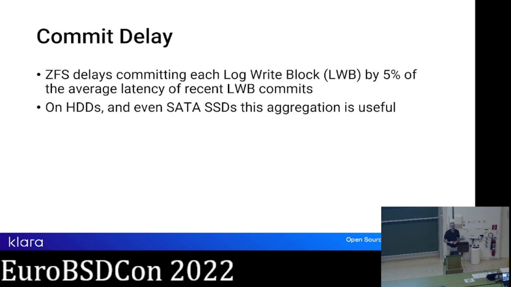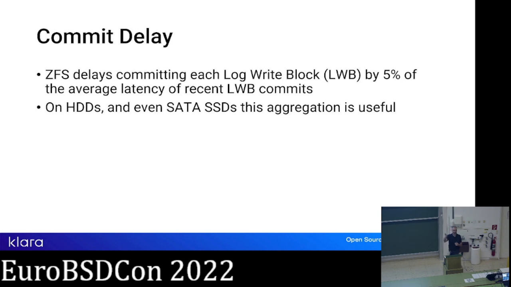It turns out in ZFS, when you ask for some stuff to be written to the slog, it will say, all right, but I assume there's going to be some latency there. So it waits 5% of the average latency of the previous commits, hoping that any other things can come in and it can aggregate those into one flush. And on hard drives or probably even SATA SSDs, that's useful. But with the NVMe, the 5% of 10 microseconds is not a measurable amount of time, and the sleep just causes a context switch, and we should just not do that.